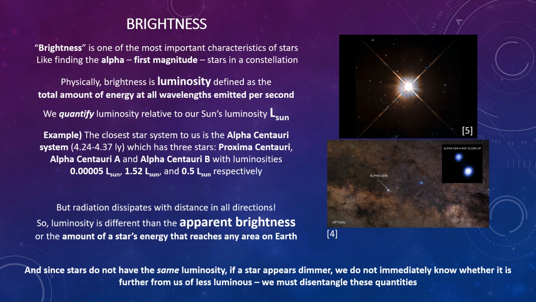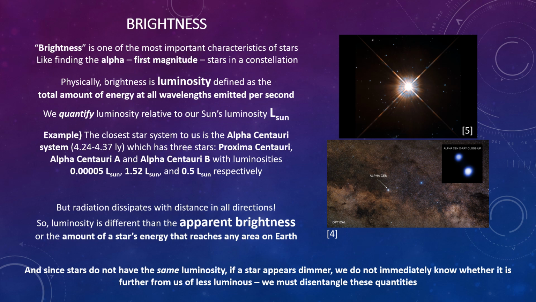So first, we're going to talk about brightness. Brightness is one of the most important characteristics of stars. And so when we are looking at constellations, the brightest star in a constellation is designated the Alpha. So in the constellation Centaurus, for instance, Alpha Centauri is the brightest star in that constellation.